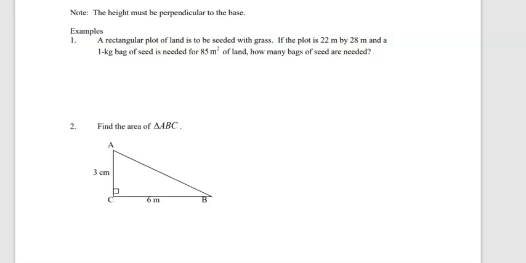So the first thing I would do if I was teaching this in a class to students is I would draw a rectangle. And I would label the dimensions. This is 22 meters by 28 meters. And I want to seed this with grass. And so I'm going to cover the interior with grass seed, which is what makes it an area calculation. Now, area for a rectangle we know is length times width.